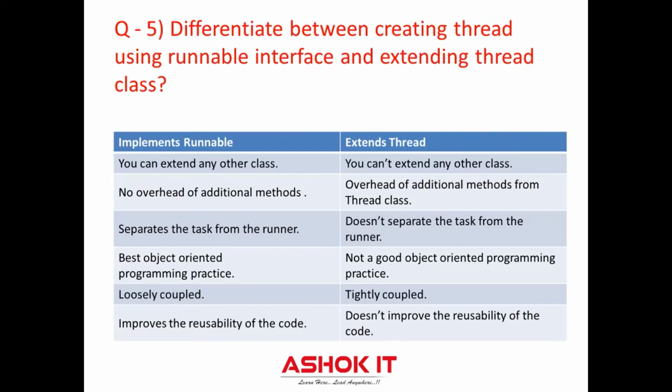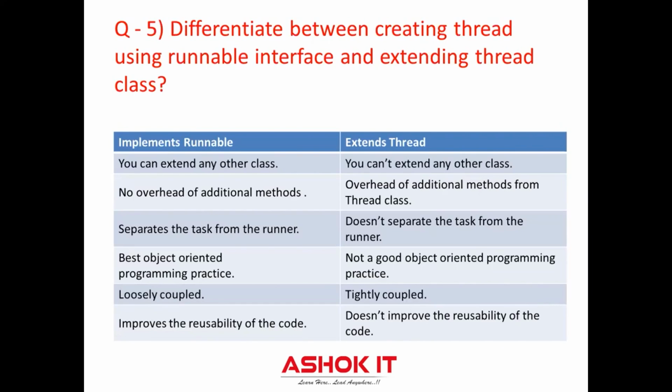That's why we are using inheritance. If you are using the Runnable interface, then you can extend another class. But if you are extending the Thread class, you cannot extend any other class. No override of additional methods is needed with Runnable, whereas extending Thread gives some additional methods from the Thread class.